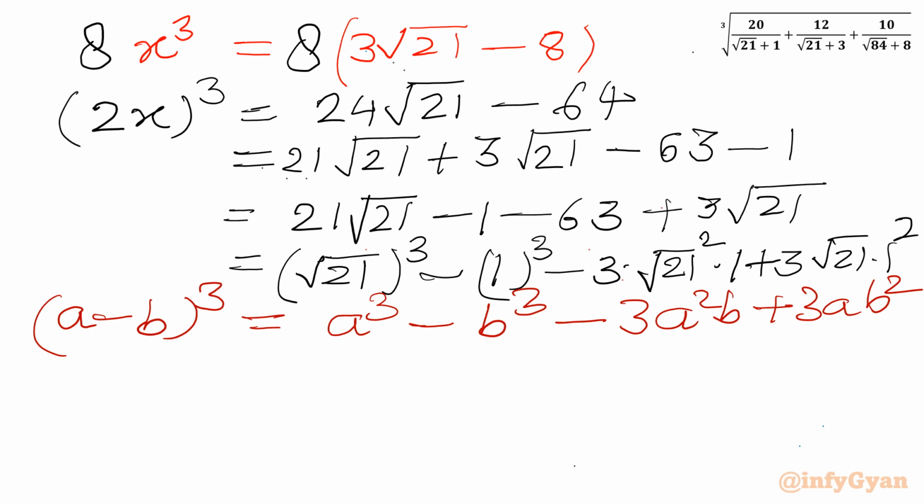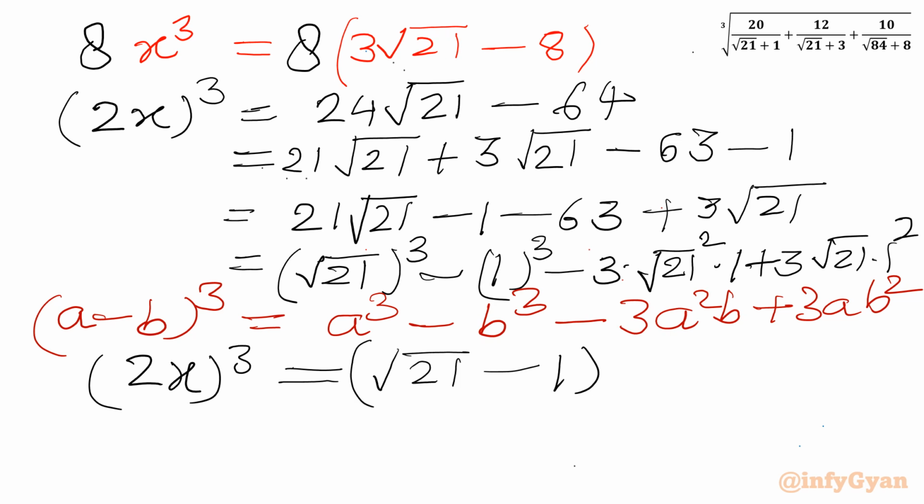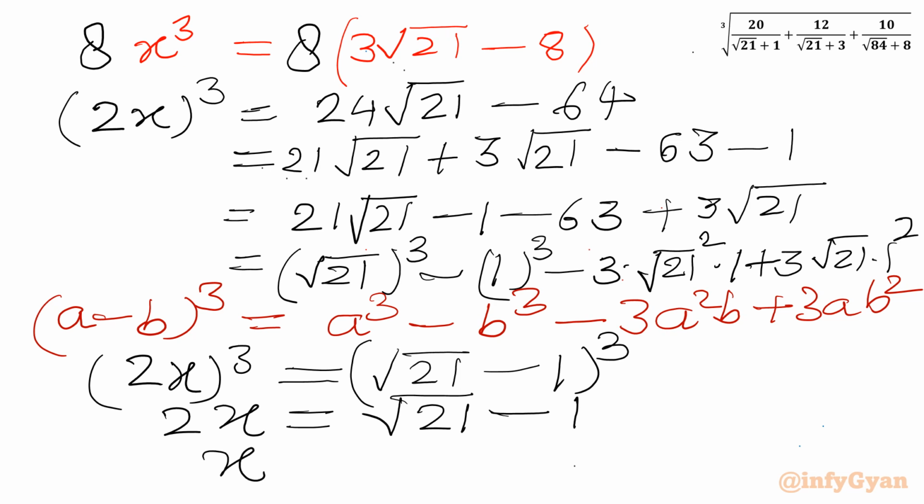So our LHS is 2x whole cube and RHS is root 21 minus 1 whole cube. Let us take the cube root on both sides. 2x will become root 21 minus 1. Now we will divide by 2 on both sides. We will get our answer x equal to square root 21 minus 1 over 2. This will be our final answer.